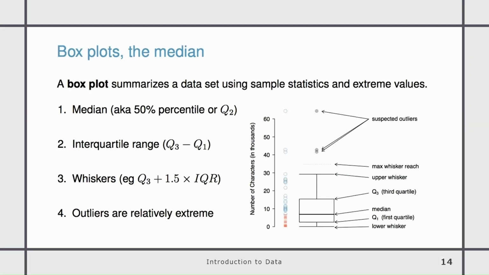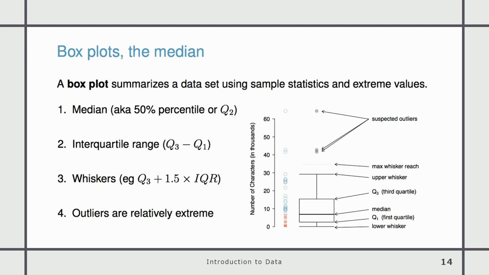Box plots and the median. A box plot summarizes a data set using sample statistics and extreme values. The box represents the interquartile range, which contains the middle 50% of the data. It is defined by the lower quartile Q1 or the 25th percentile and the upper quartile Q3 or the 75th percentile. The vertical line inside the box represents the median or the 50th percentile. The upper quartile is the value below which 75% of data falls, and the lower quartile is the value below which 25% of data falls.